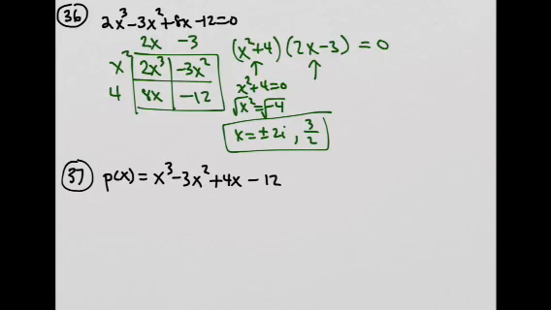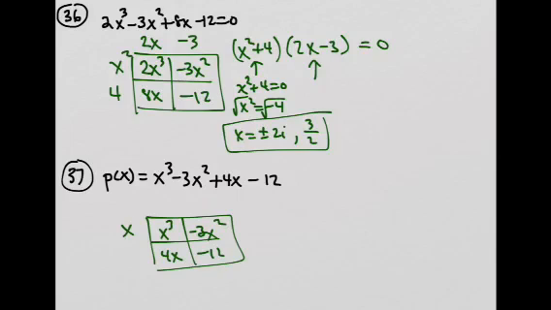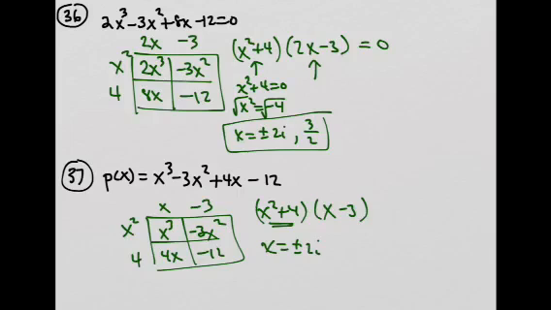Alright, 37 also factors by grouping, so I set it up in a little box. You can do the grouping. Negative 3x squared, 4x, minus 12. Greatest common factor is x squared. I get x here, negative 3, and 4 right there. So it's x squared plus 4, times x minus 3. So coincidentally, that's the same factor we got right up on number 36. So x is plus or minus 2i, and then for this one, 3.